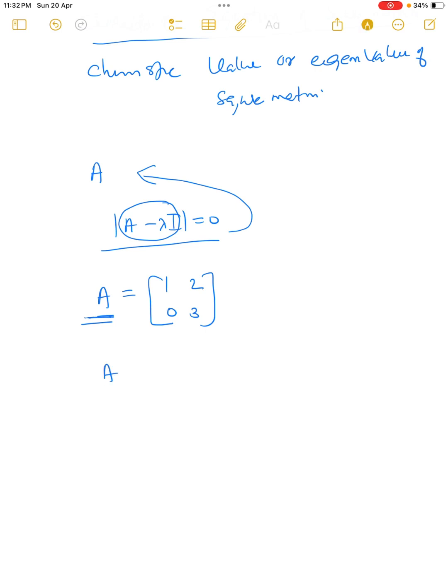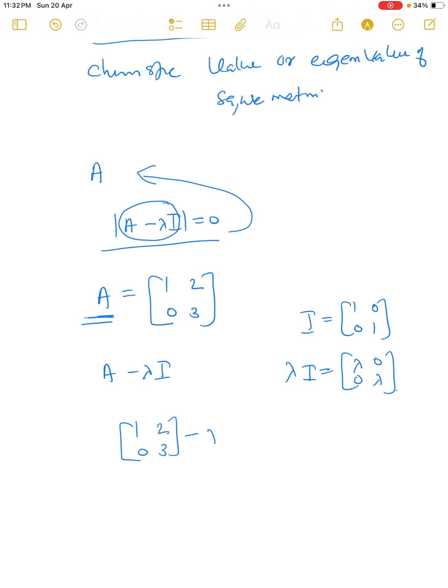So I try to find the matrix A minus lambda I. We know that I is the identity matrix, so we can write I as 1, 0, 0, 1. Then lambda I will be lambda 0, 0, lambda. This is lambda I. Then A minus lambda I is 1, 2, 0, 3 minus lambda 0, 0, lambda. This is A minus lambda I.